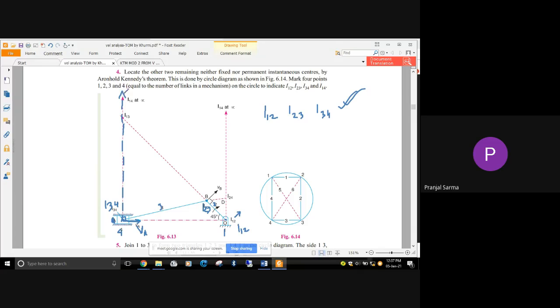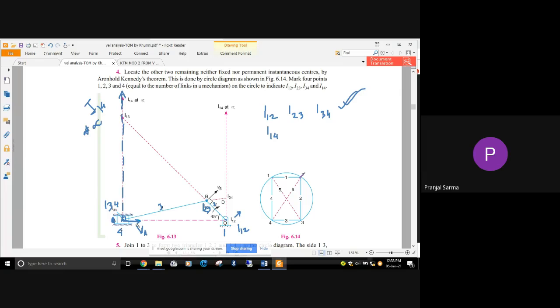So we'll draw with the cursor. That is the I14 at infinity. We have to write I14 at infinity. So 4 instantaneous centers have been located. Done. Next, what is remaining? We have I13 and I24 unaccounted for, and there is no other logic for these.